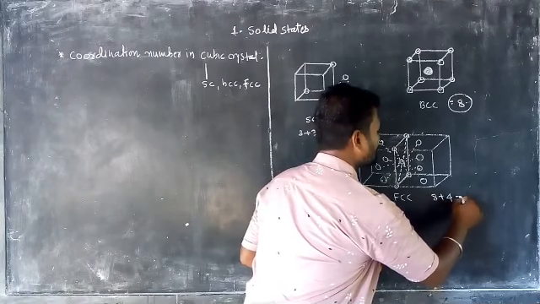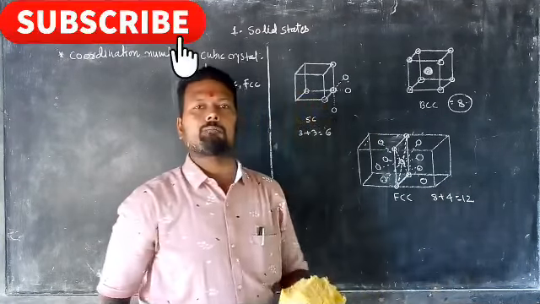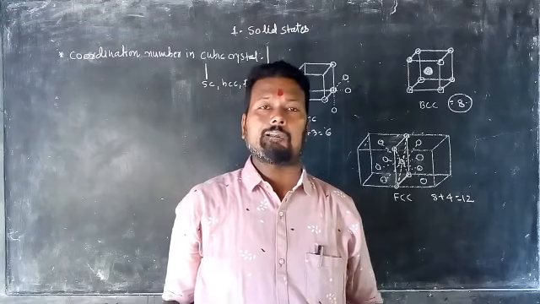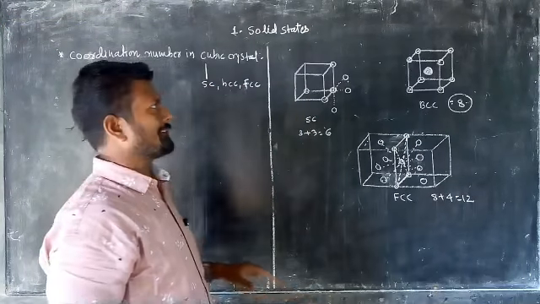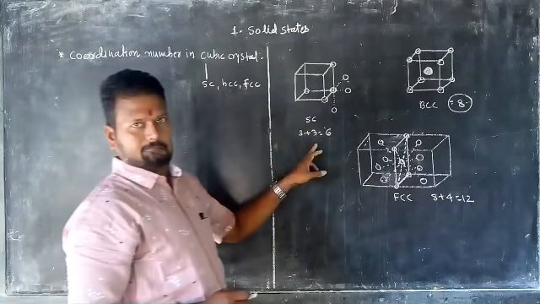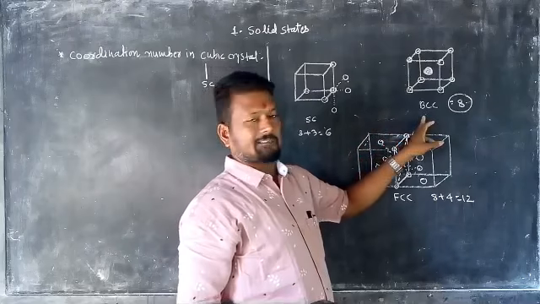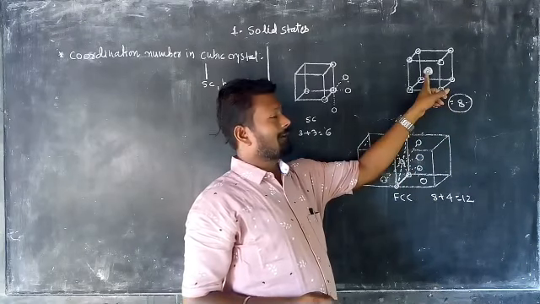Next unit cell 4, so the coordination number is 12. So in a simple cube, how many lattice points are nearest? There are 6, the coordination number is 6. In body centered, it is 8.